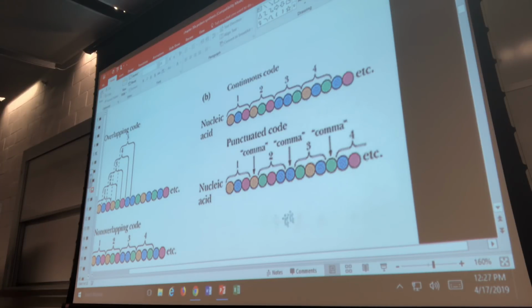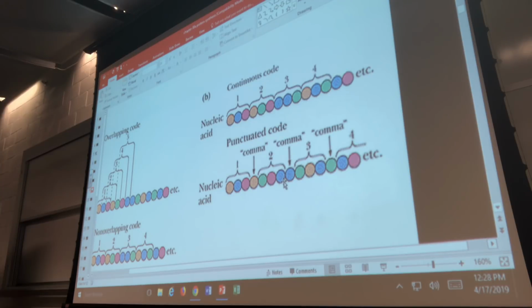Okay, so punctuated is incorrect. Continuous is the correct one. So what does continuous mean? Well, let's look at the wrong one. Punctuated code implies that the way the genetic code works is that you use three bases to code for the first amino acid. Then there's like this skip base indicated by a punctuation, a base that's kind of like a period at the end of the first codon.